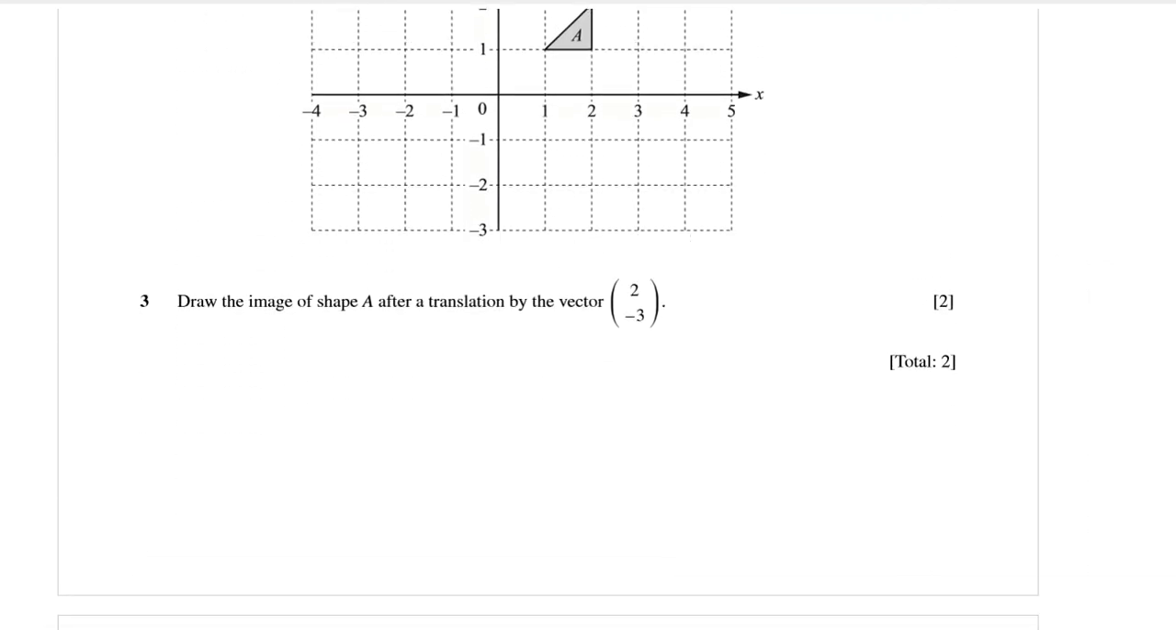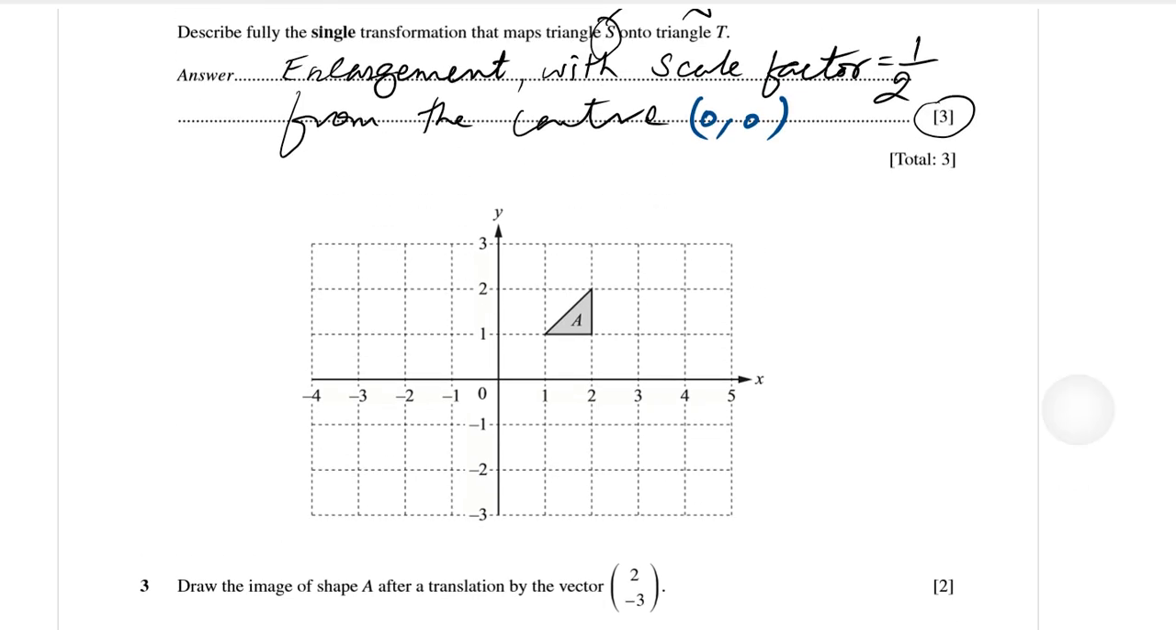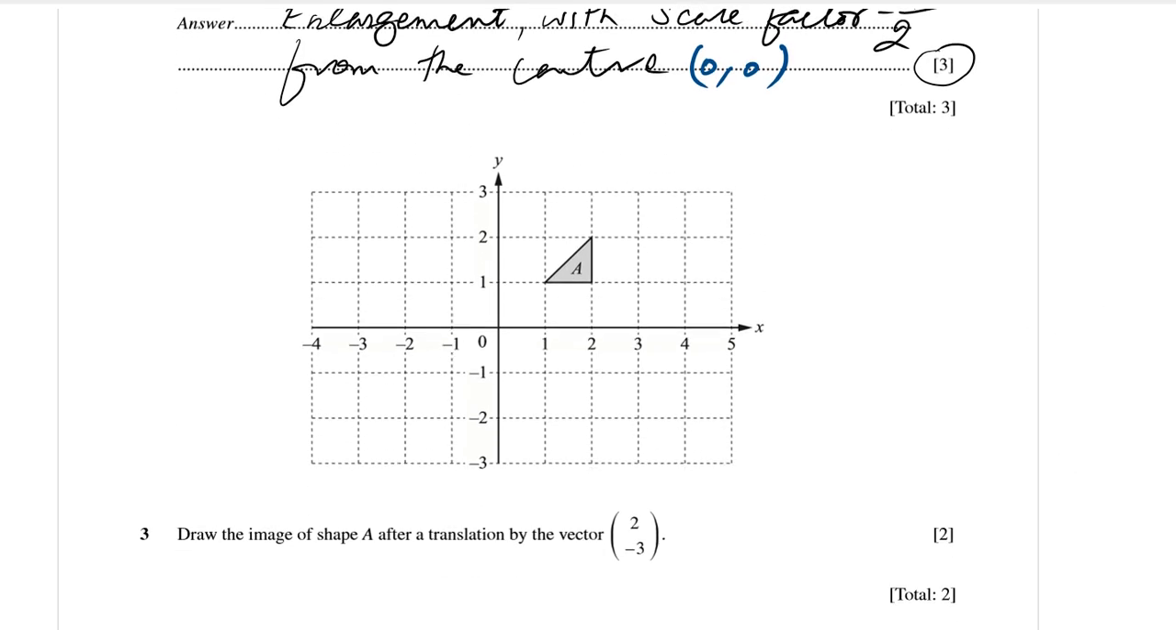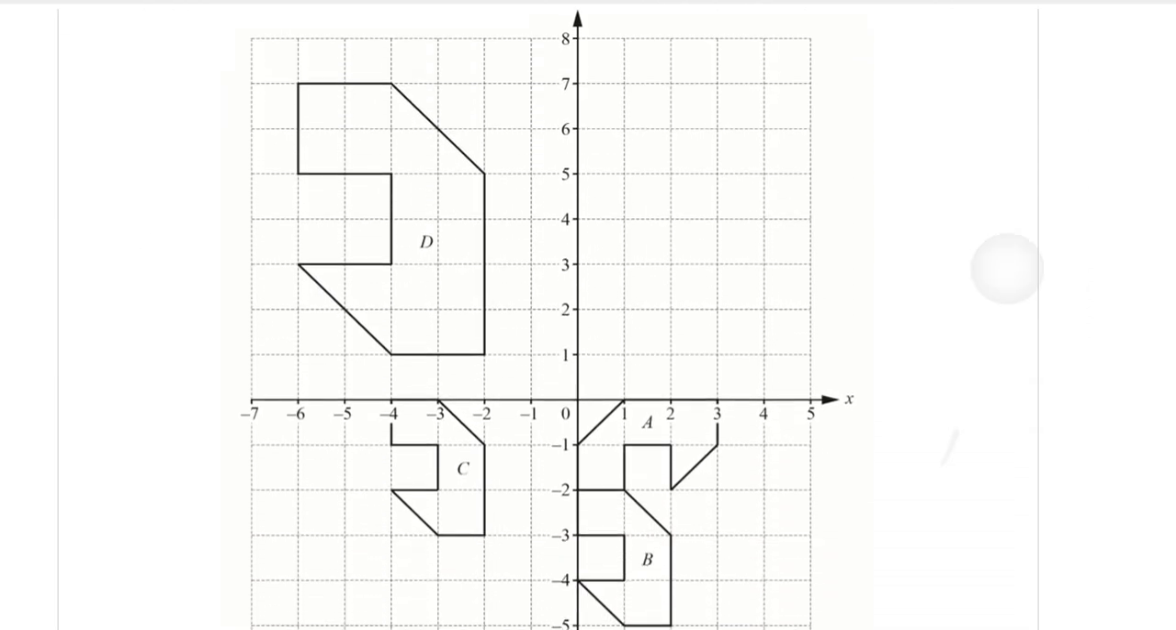I think this question is repeated. Draw the image of shape A after the translation vector 2, minus 3. 2 places right, 3 places down. So this point should be here. This would be the new image after the translation. This is the same question. Okay.